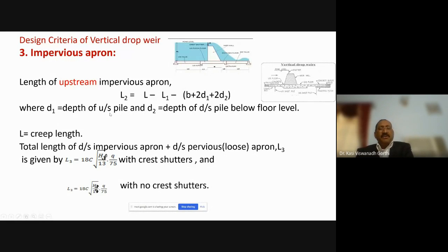D1 is the depth of upstream pile, D2 is the depth of downstream pile below the floor. L is the total creep length. So the total length of the downstream impervious apron plus the downstream pervious apron L3 is given to be 18C into square root of HS by 13 into Q by 75 with crest shutters, and 18C into square root of HS by 10 into Q by 75 with no crest shutters. You will be getting the total. Of this total, if the impervious portion is already defined, then the remaining portion goes for the inverted filter as well as the launching aprons which are provided there.